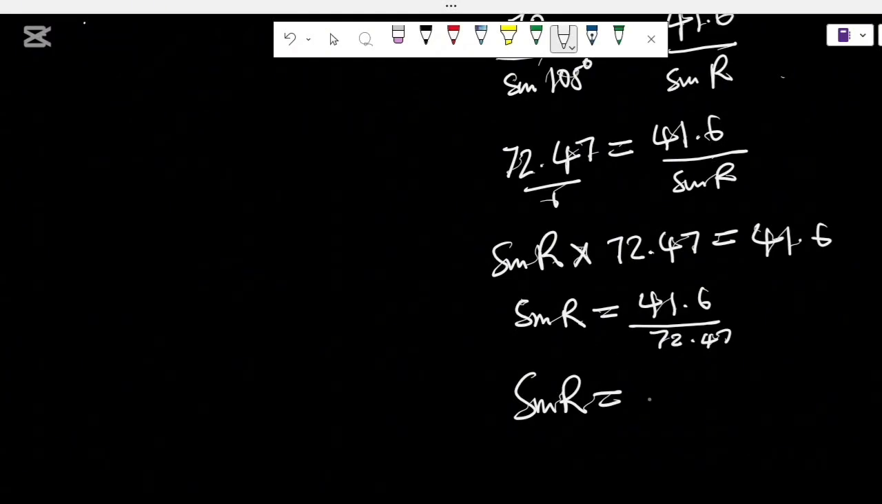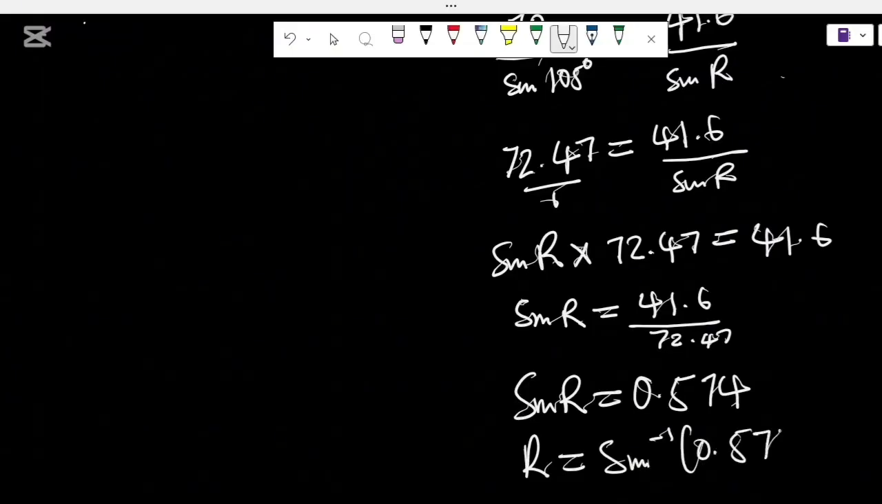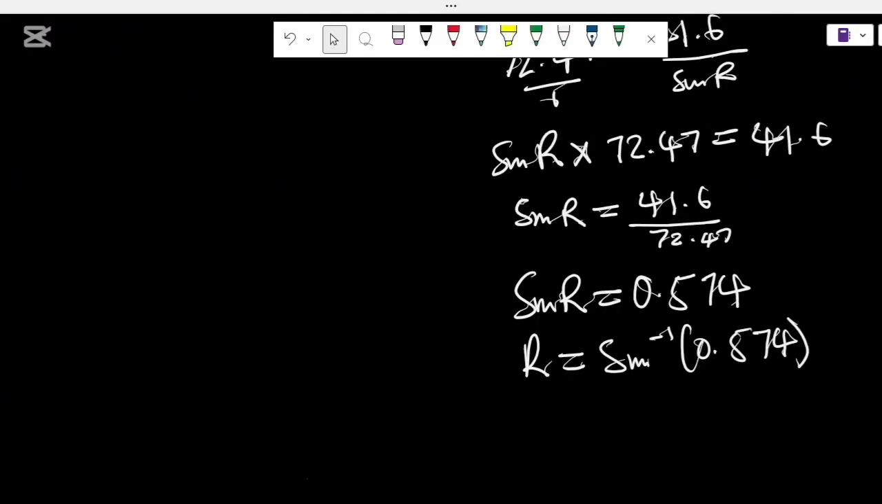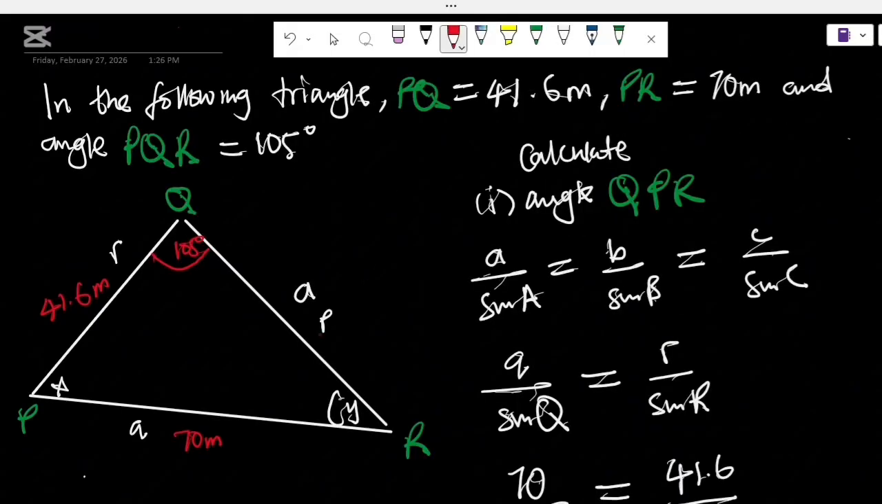So this is going to give us 0.574. And so at this time we can find the sine inverse of this particular figure. So we're going to have the sine inverse of 0.574. When you use your calculator for this one, you're going to get 35 degrees. So this is the angle at R. So here we are going to have 35 degrees.